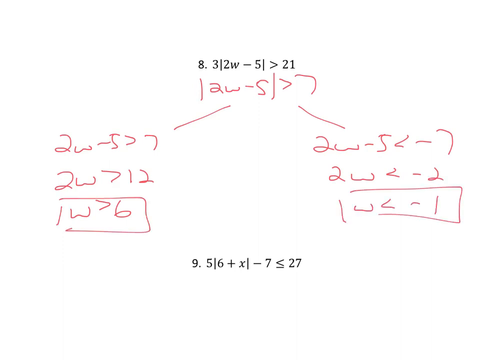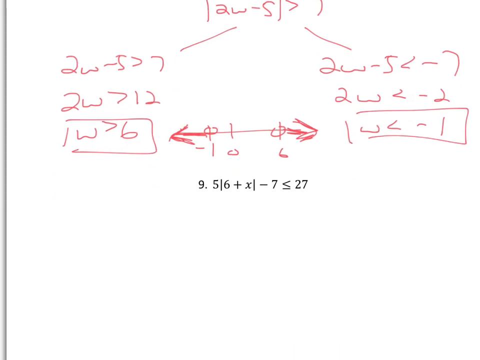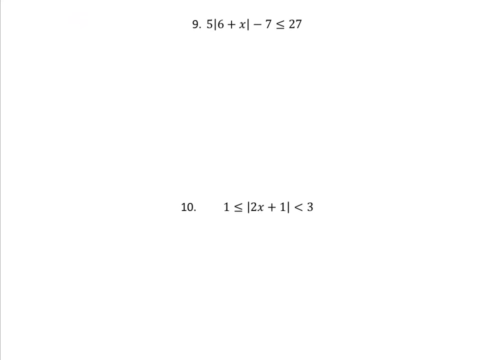Okay, so greater than 6 and less than negative 1 means it's going to be an OR problem. We're going to shade on the outside, open circles, and that's what the graph will look like. Now number 9, alright, we need 2 steps to isolate our absolute value. First we have to add the 7 to both sides. Absolute value of 6 plus x is less than or equal to 34.